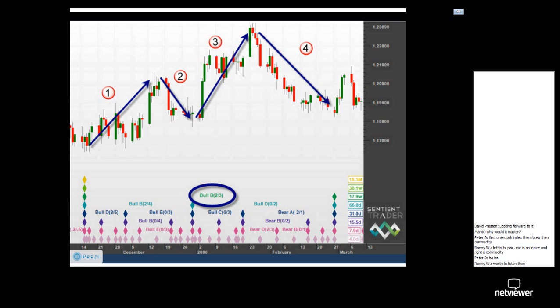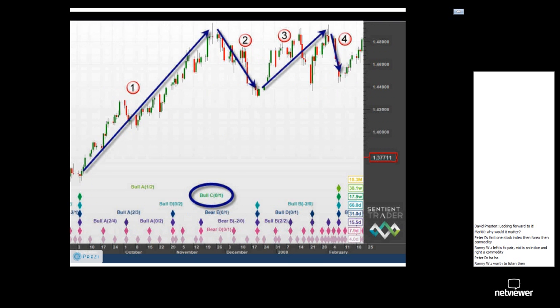Let's have a look at a bull B shape. Here you can see legs 1 and 3 are both impressive. Leg 2 is not impressive. Leg 4 is pretty much equal to leg 3. I'm not going to over-emphasize the differences here. It's not important that you, as a Sentient Trader, are able to distinguish the shapes, because Sentient Trader software does it for you, and so it's not important that you can distinguish them. So I'm going to rush through them a little bit.